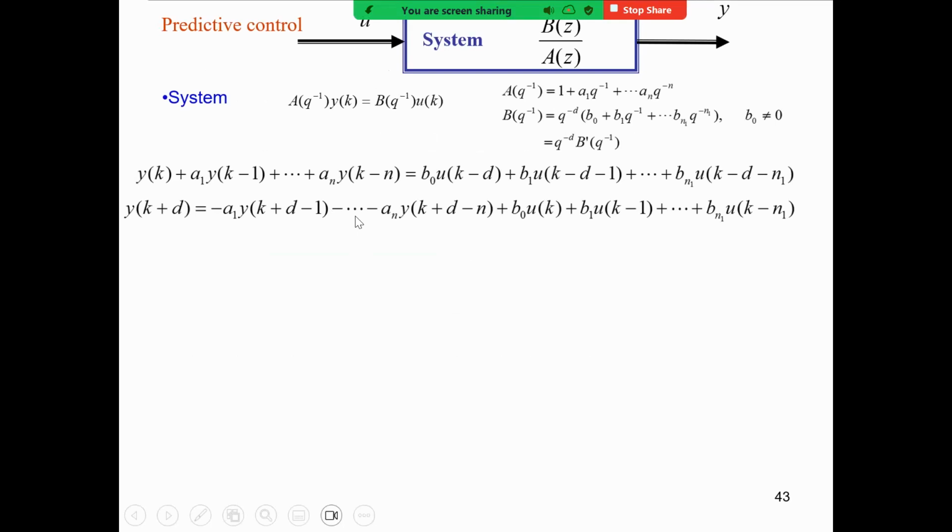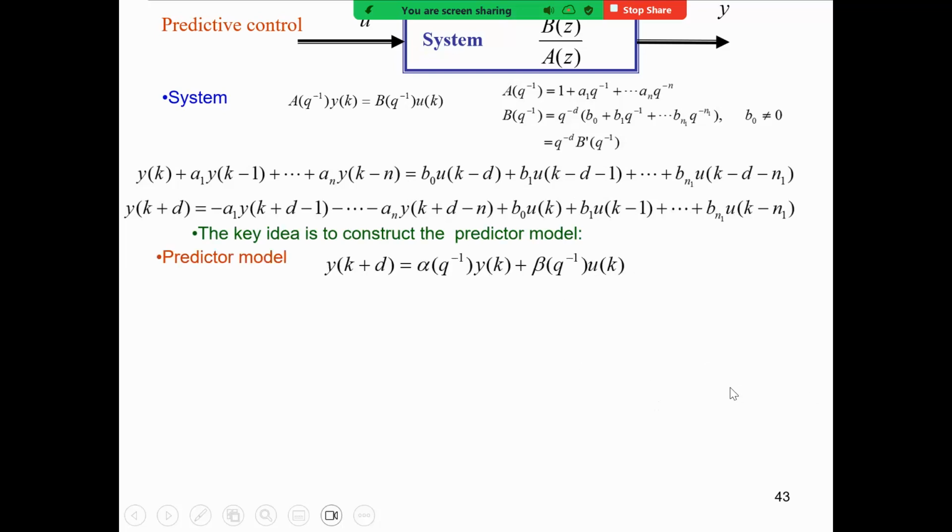So I think it's better you do it step by step. Of course, there are formulas. But anyway, I think in this way, if you do it step by step, you know clearly what is happening. So we first write down an equation such that the input appears in this equation. Then you try to construct the predictor model.